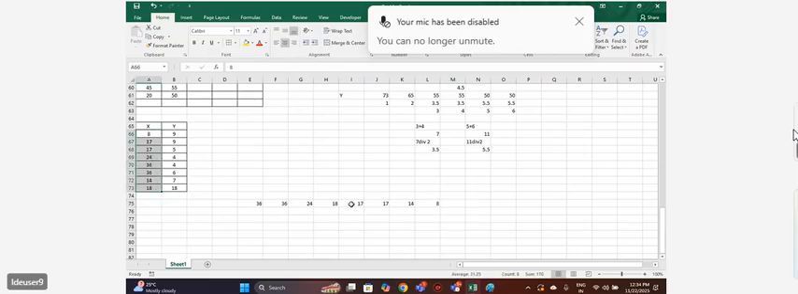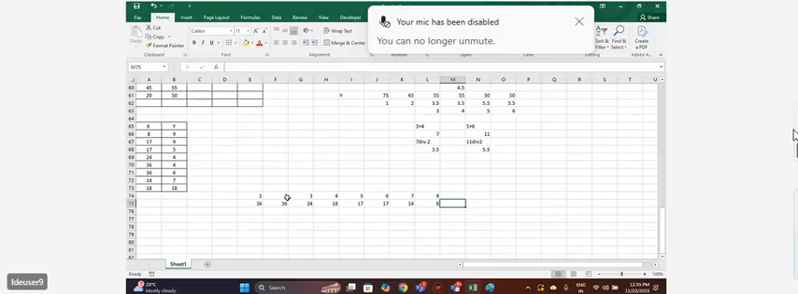Count is 8. Perfect. Then what you need to do? Just arrange. Once you have arranged it in descending order, just put the ranks: 1, 2, 3, 4, 5, 6, 7, 8. Done. Okay, 36, 36. There is a tie.